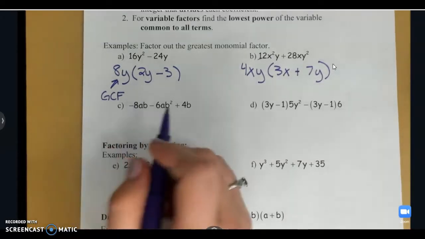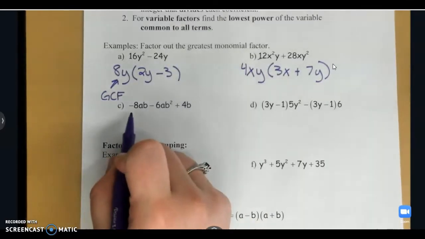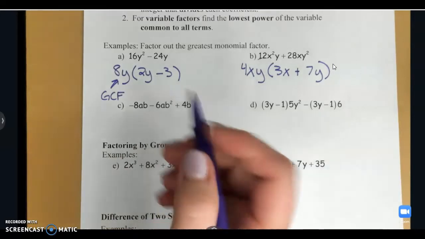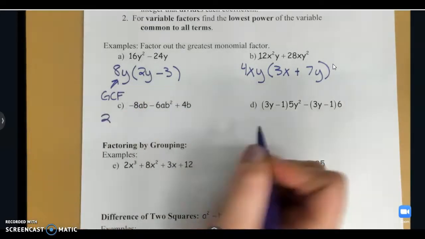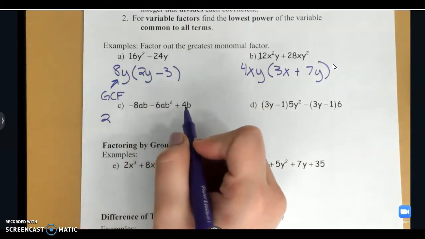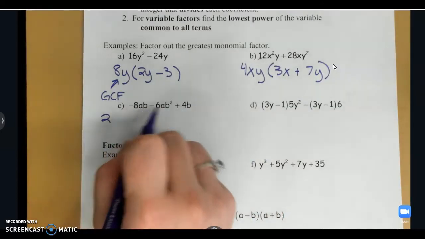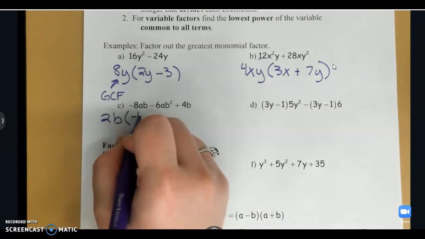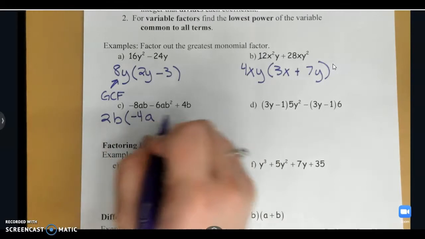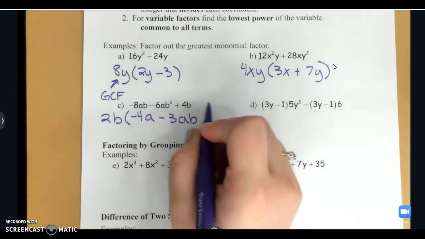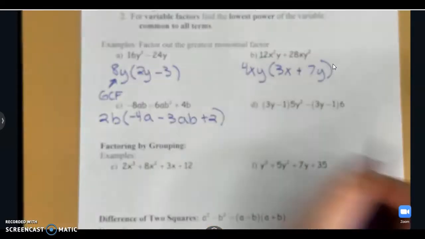On part C, I now have 3 terms I'm looking at. So between negative 8, negative 6, and 4, my greatest common factor there is 2. Now, I don't have an a in my third term, so I cannot factor out an a, but I do have at least one b in each term, so I can pull out a b. So negative 4a is what's left from that first term, minus 3ab from the second term, and 2 from our third term.